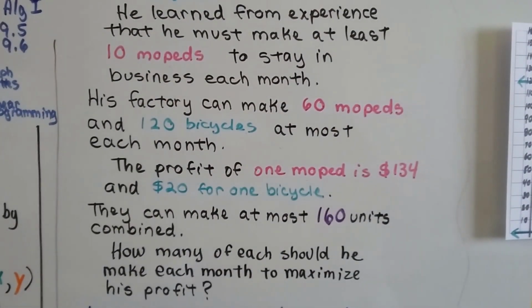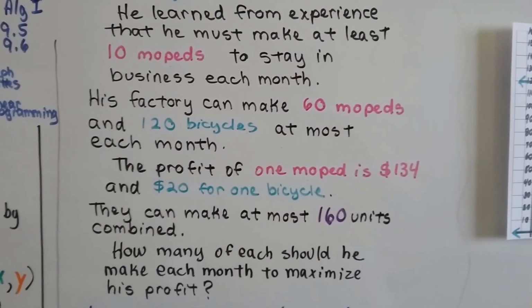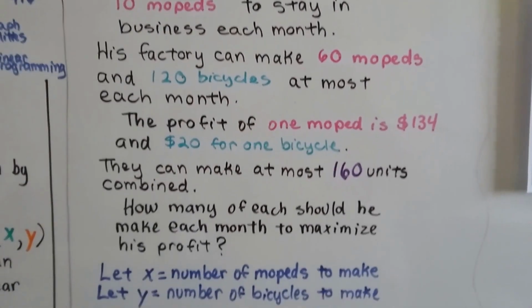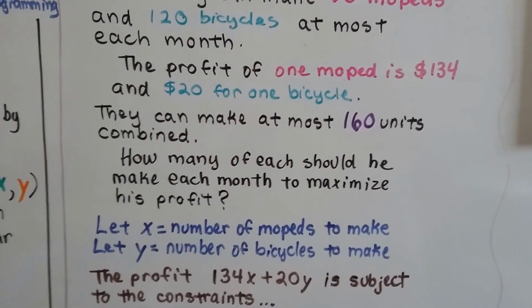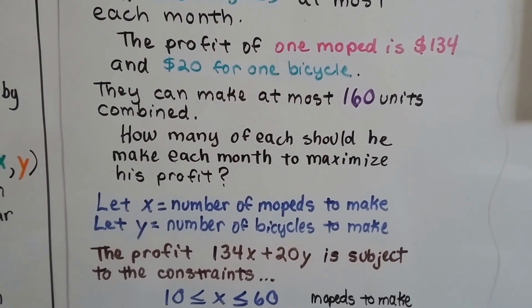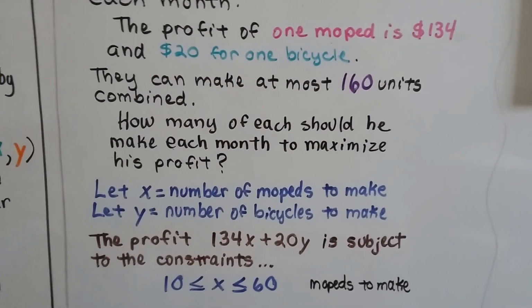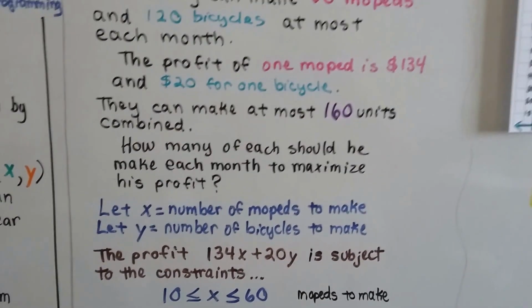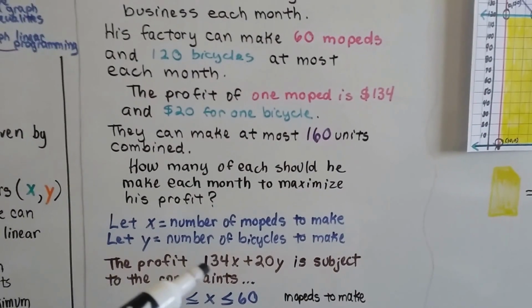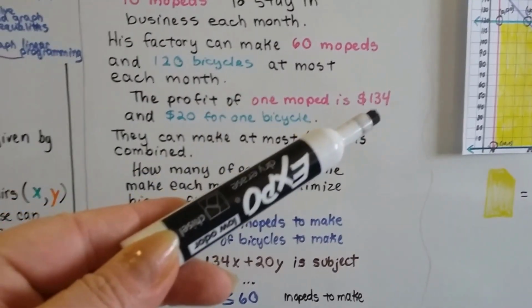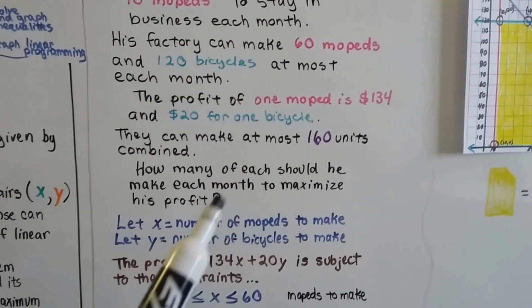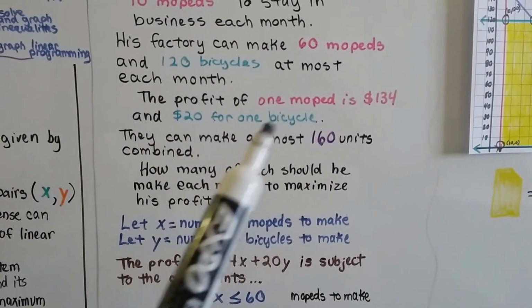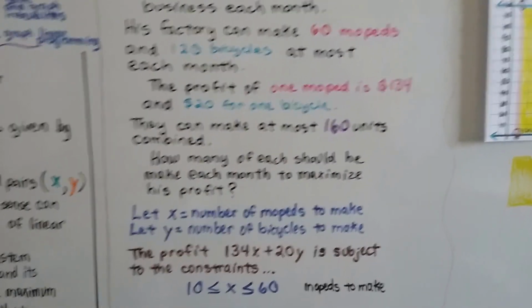So how many of each should he make each month to maximize his profit so his company can make the most money? How many mopeds, how many bicycles? What's the combination? So we're going to let x equal the number of mopeds to make, and y is going to be the number of bicycles he needs to make. The profit is going to be 134x plus 20y, and it's going to be subject to some constraints. Now, we got the 134x from how much he profits from one moped, and x is a moped, that's the profit, and the 20y is the profit for one bicycle, and bicycle is y.